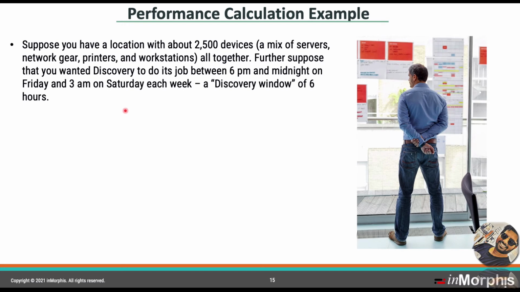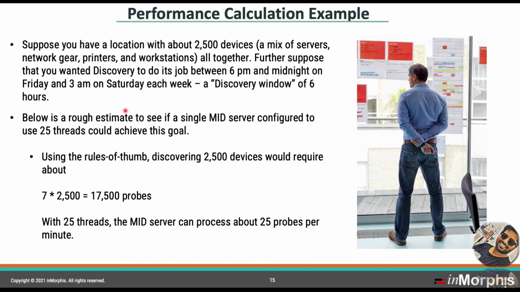Okay, time up, only 50 seconds, because it won't require more time. Below is the rough estimation for a single mid server that uses 25 threads to achieve this goal. Let's take a single mid server. With our rule, there are 7 probes per device. So with this many devices, how many probes will we have? On average, 17,500, or I'll say 1800 with 25 threads.